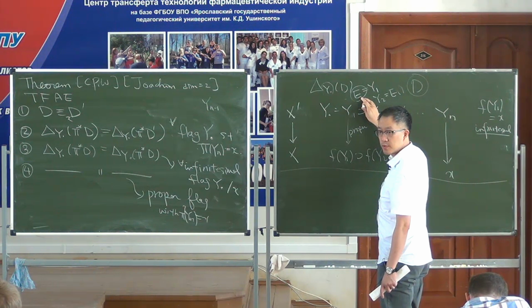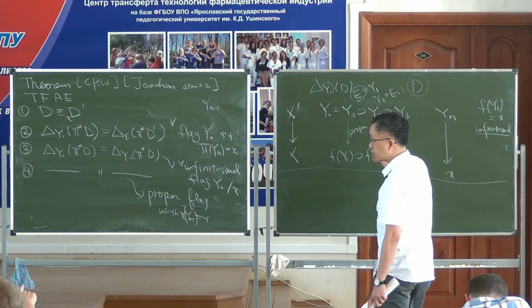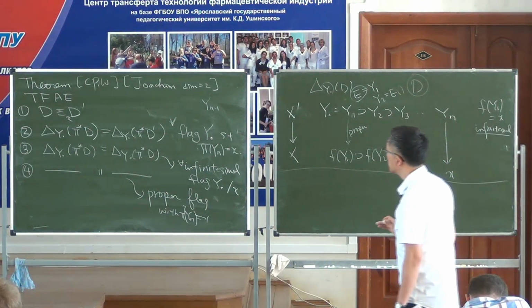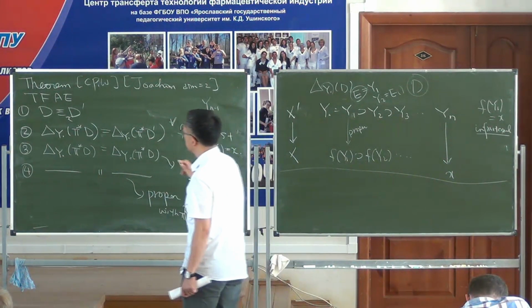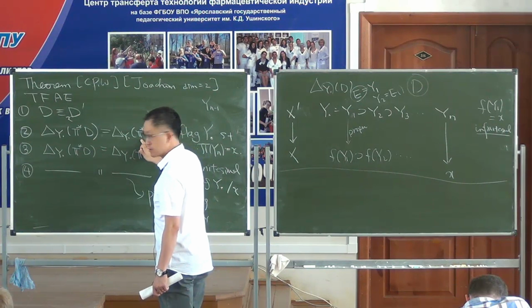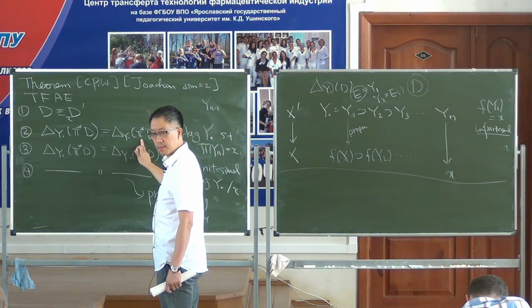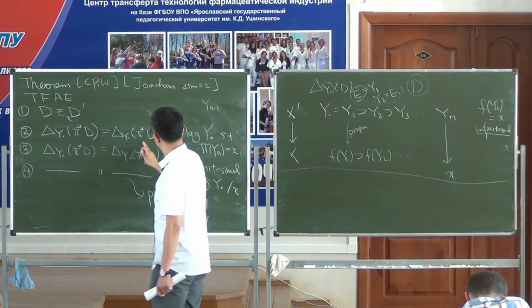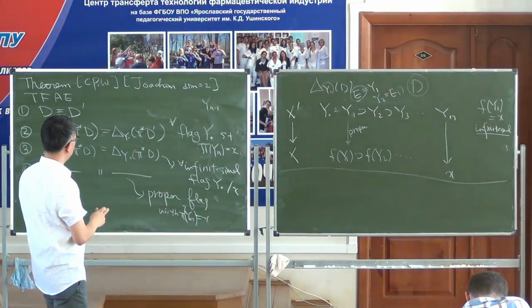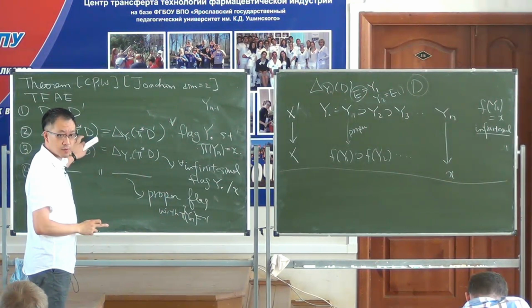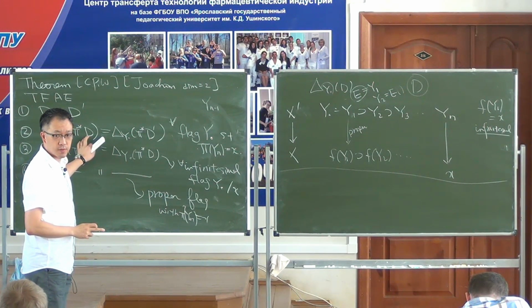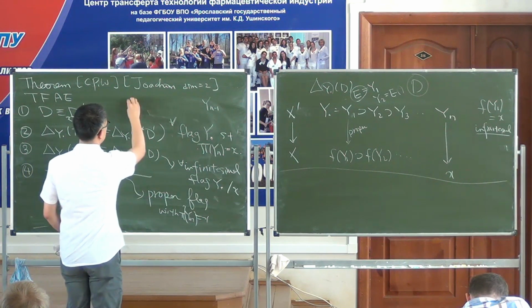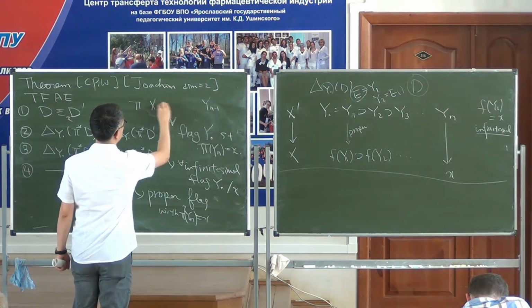So pi is just a blow-up of a point. Actually, it doesn't have to be a blow-up. Then what is pi? Any birational morphism.